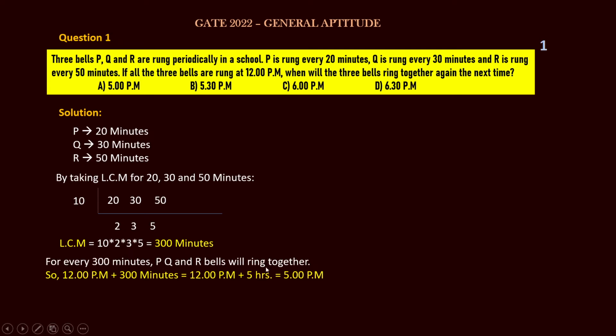That is the meaning. The previous time is given as 12 p.m. They asked for the next time. So 12 p.m. plus 300 minutes. 300 minutes can be converted into hours: 300 by 60 equals 5, so 5 hours. 12 p.m. plus 5 hours means 1, 2, 3, 4, 5 o'clock. At 5 o'clock, P, Q and R bells will ring together. Thus we have found the answer as 5 p.m. Option A is the answer.